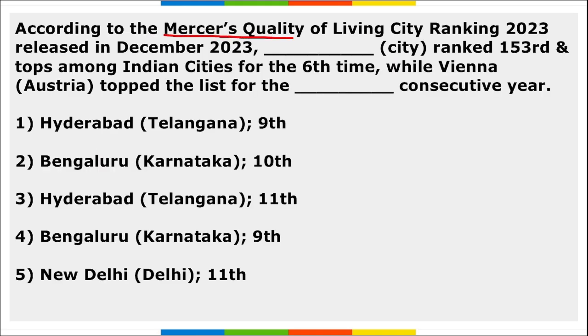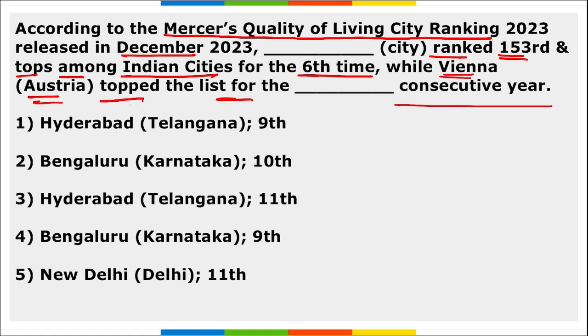Next, according to Mercer's Quality of Living Ranking 2023 released in December, which city ranked 153rd and topped among the Indian cities for the sixth time, while Vienna, Austria topped the list for the consecutive year? So remember, Mercer Quality of Living City Ranking 2023 released in December. Hyderabad, Telangana city ranked 153rd and topped among the Indian cities for the sixth time, right? And Vienna of Austria secured the first position for the 11th consecutive year.